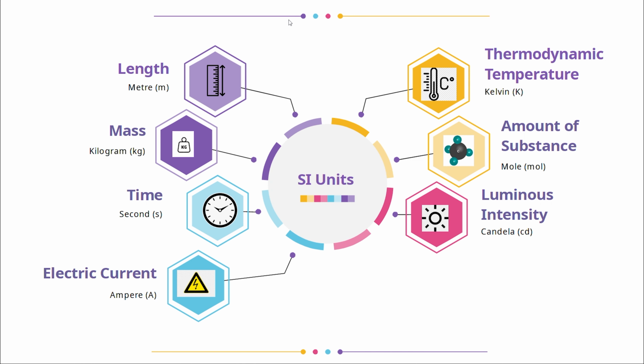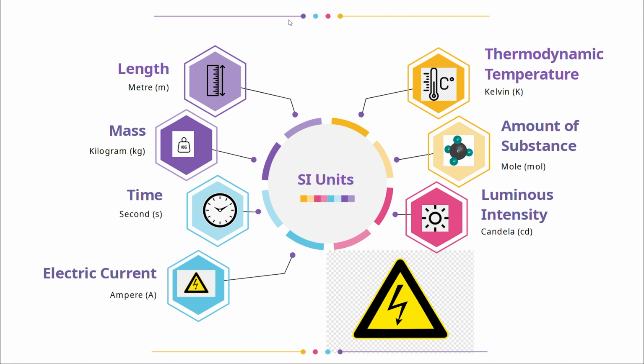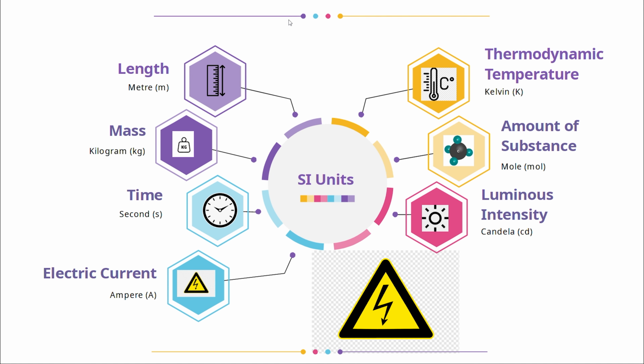We have learned about the dimensions of the 7 fundamental quantities. Now we learn about their unit and their symbol. Coming to length, its SI unit is meter and it is represented by the symbol m. Similarly, mass is represented by the symbol kg and the unit is called kilogram. Time is second, represented by the symbol s. Electric current unit is ampere, represented by the symbol A.